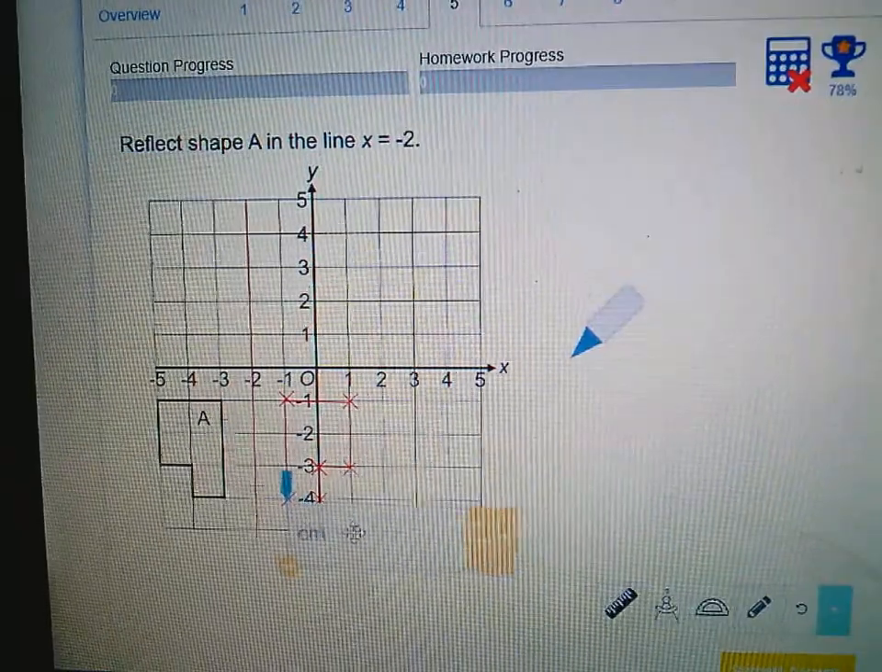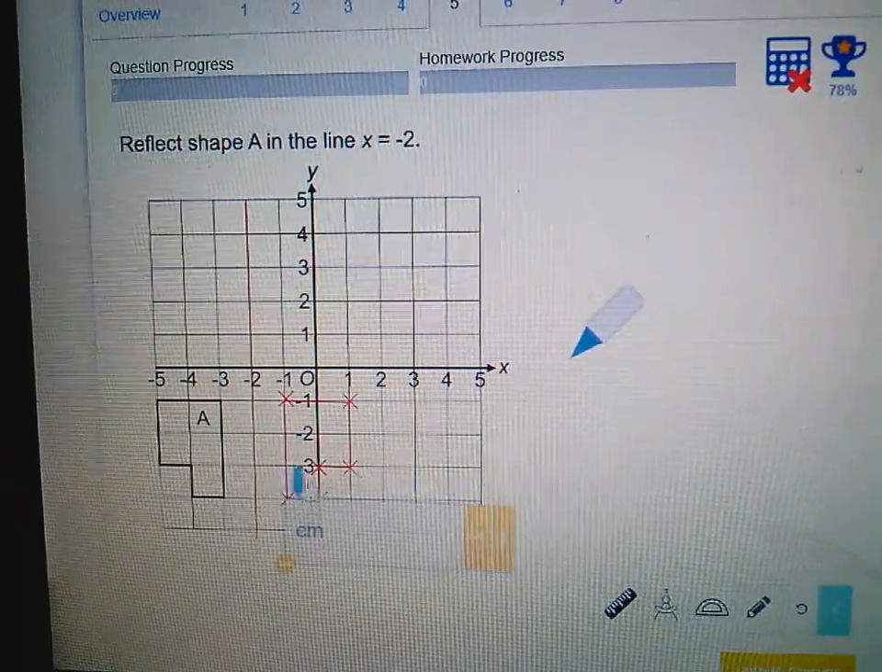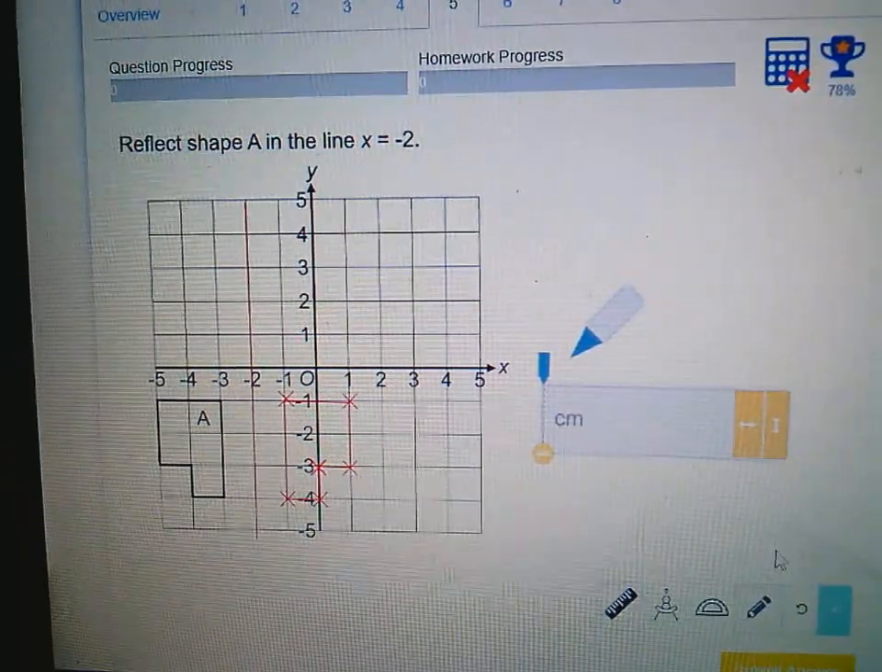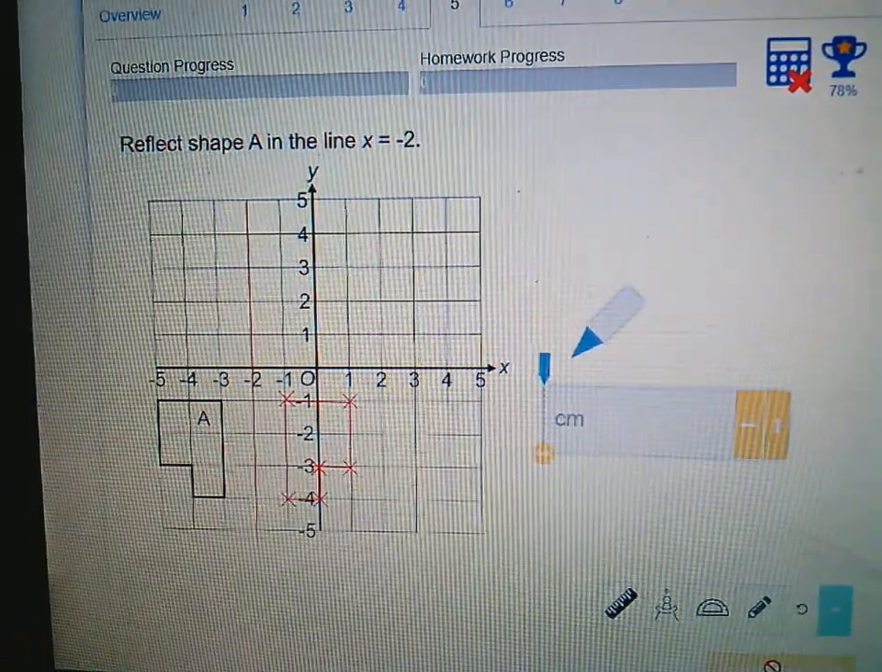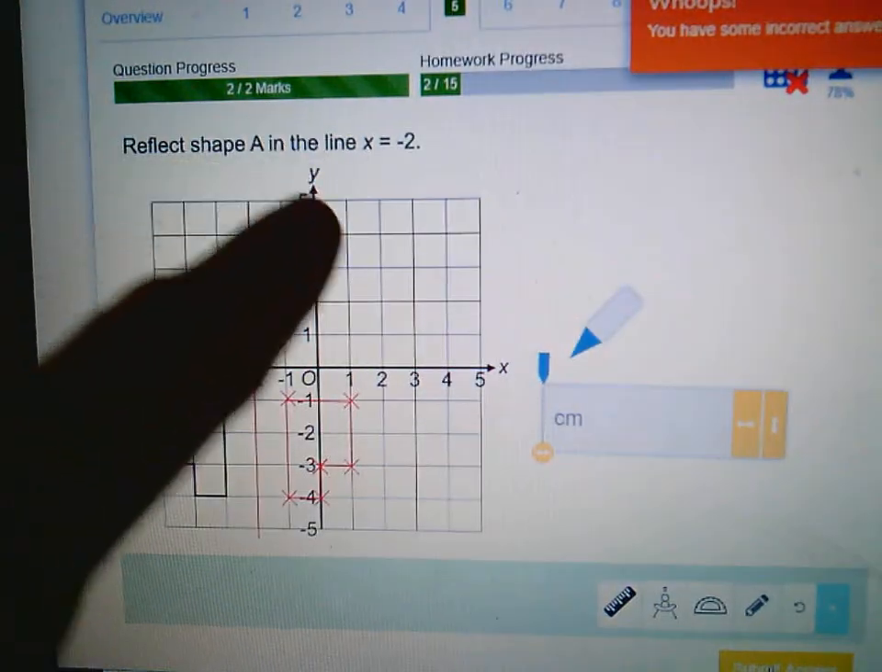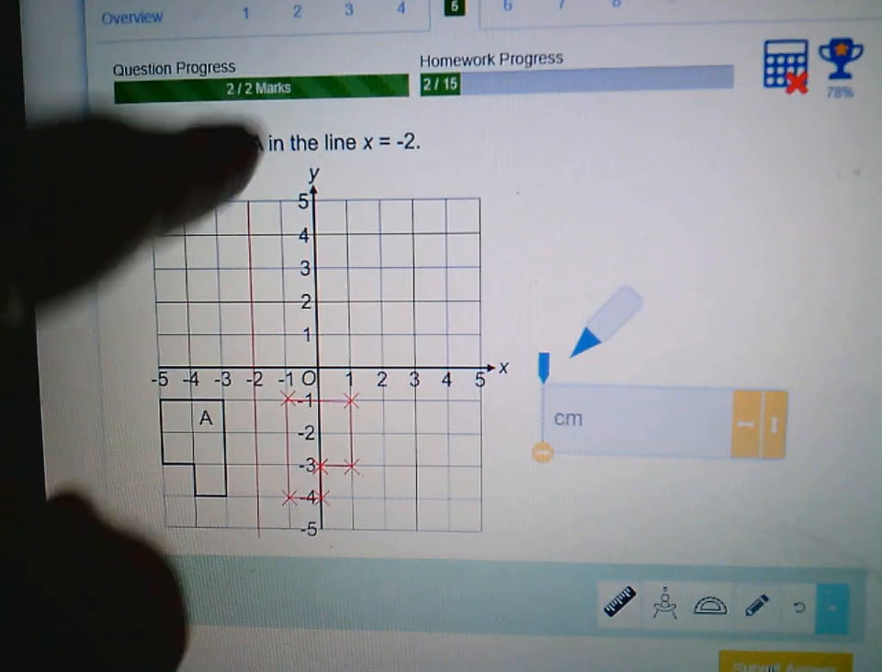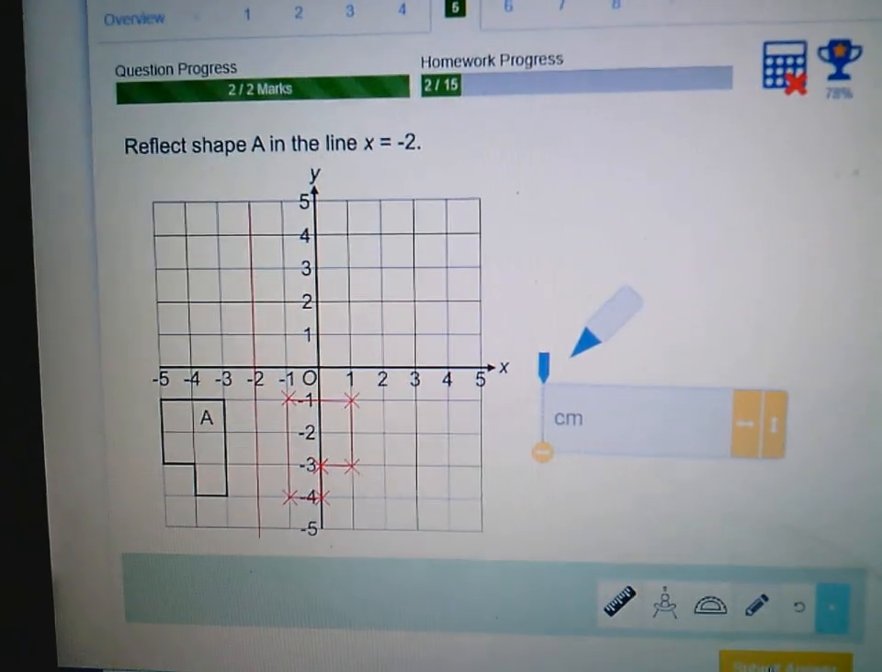I don't think it matters that I've gone too far. I think it just matters that it overlaps. So, like I said, the crosses aren't necessary. You don't need those, I don't think. And it says, whoops, you've made some incorrect answers, but I don't think that's true. I think that's just me submitting the whole thing at once. But on this question, you can see I've got 2 out of 2.